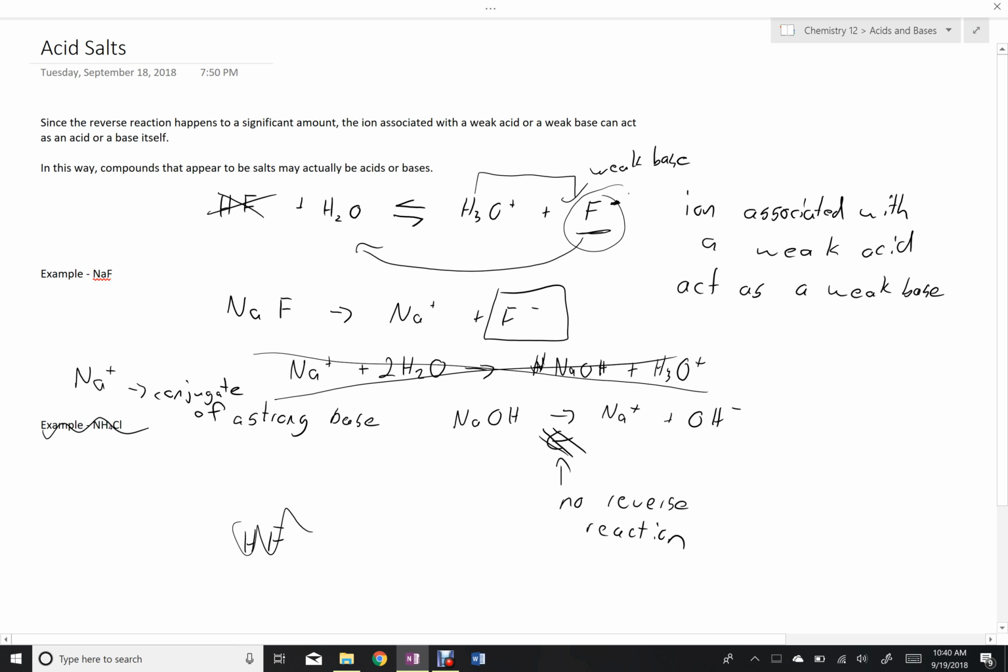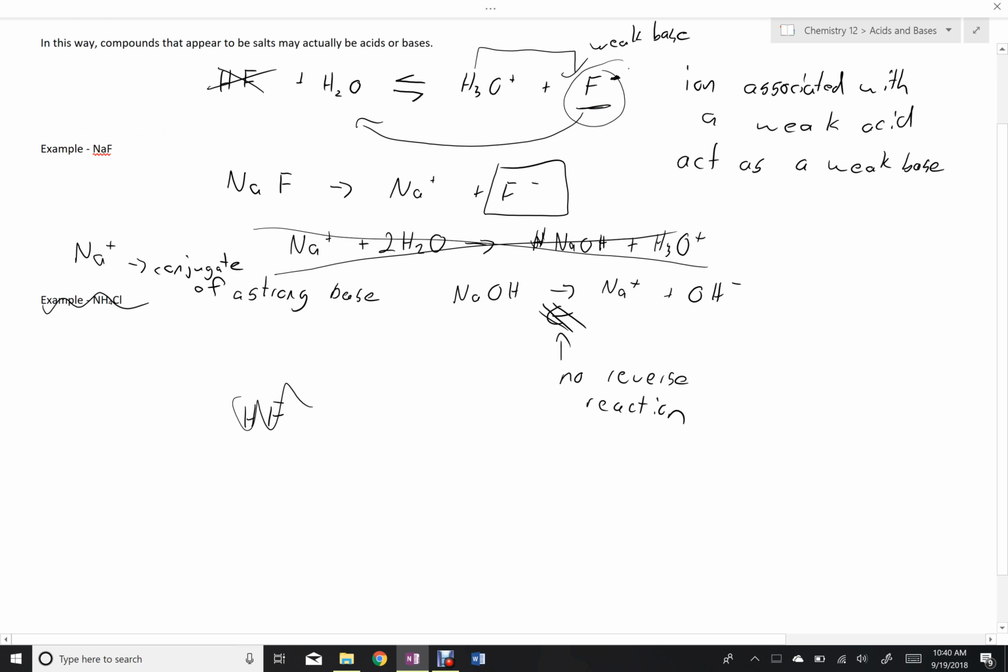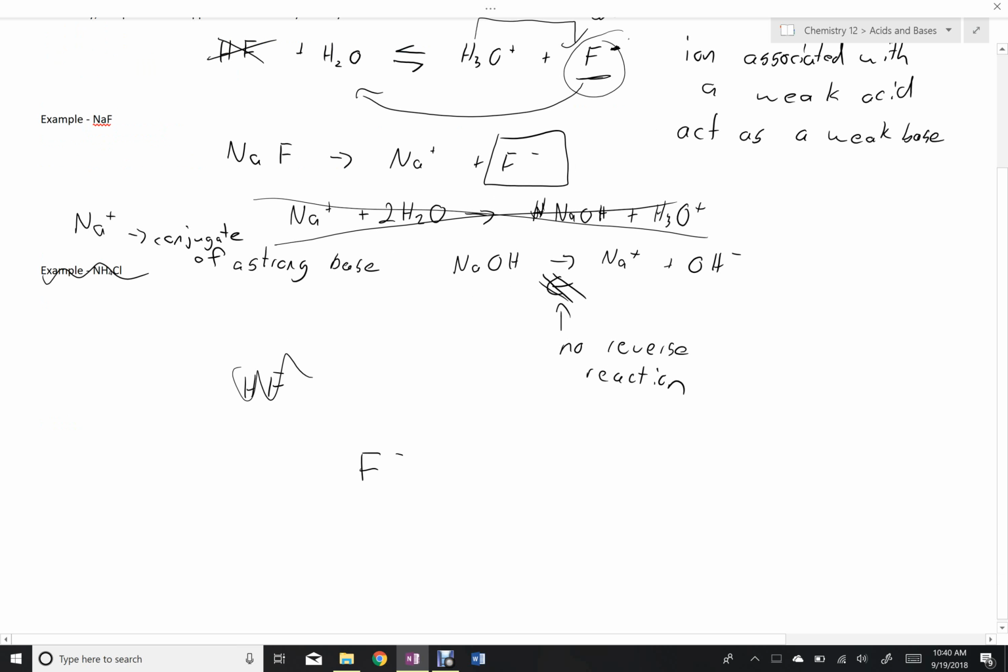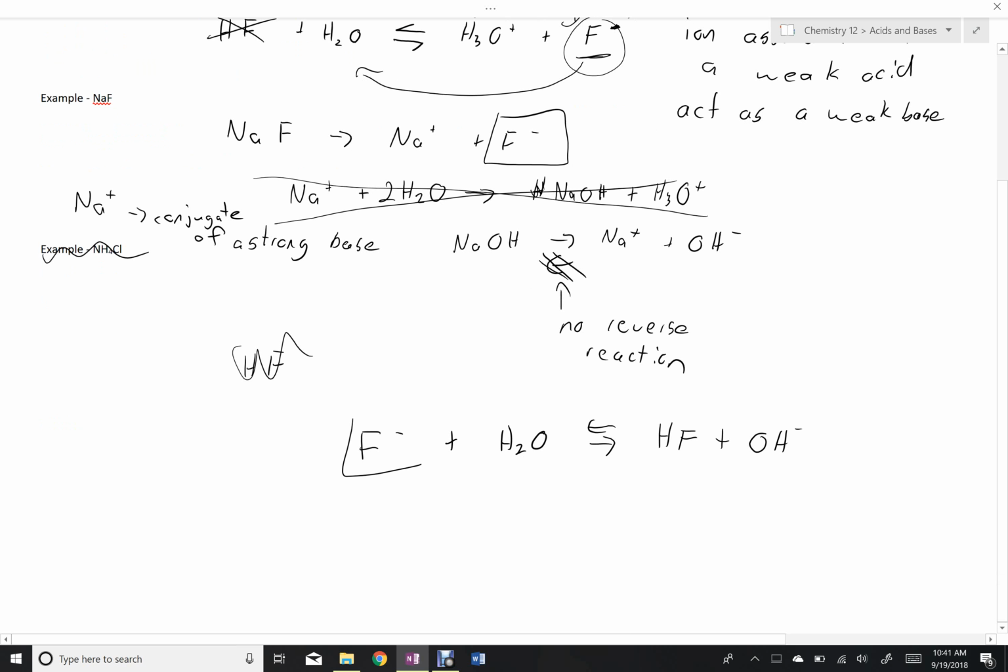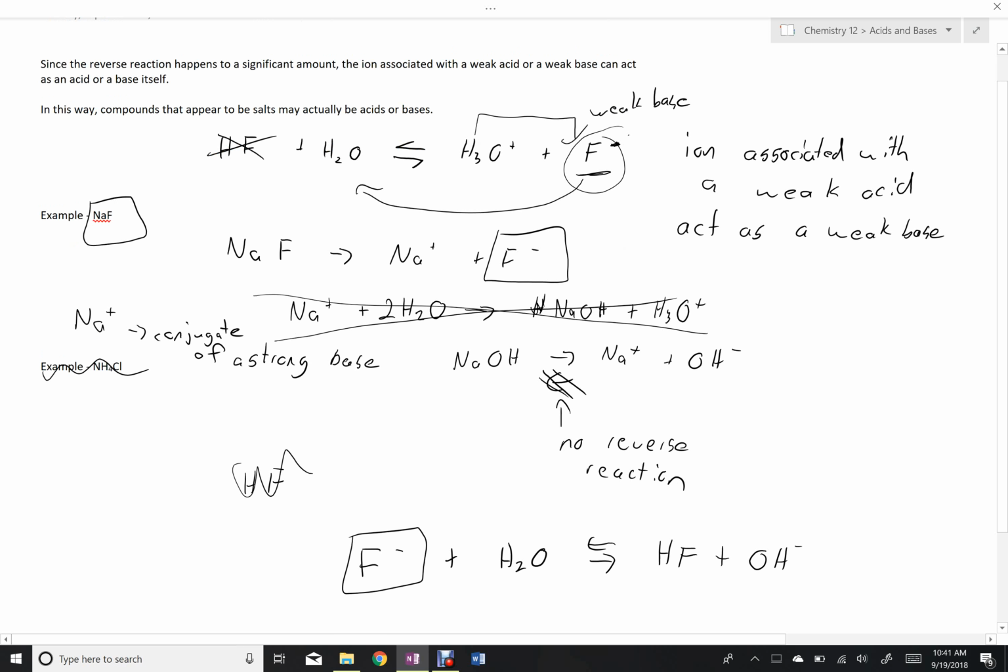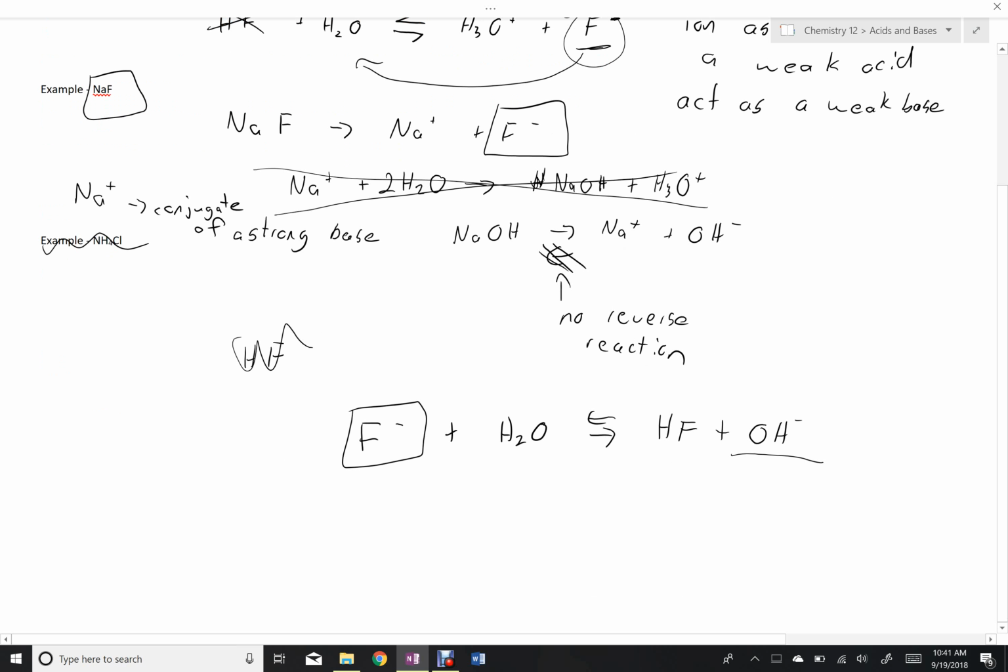So if I put fluoride into solution in some other method, that F- is available to react with water to produce HF and OH-. This equilibrium would exist where the HF would then donate back and go to H2O. But what's important here is this F- in this salt that appeared to have no acid or base properties itself is able to act as a base because it's the conjugate of something that's weak, and as a result it's able to produce hydroxide.